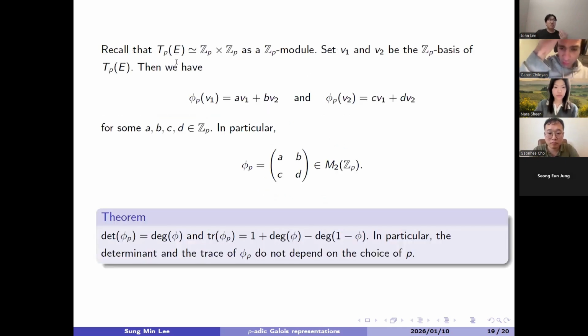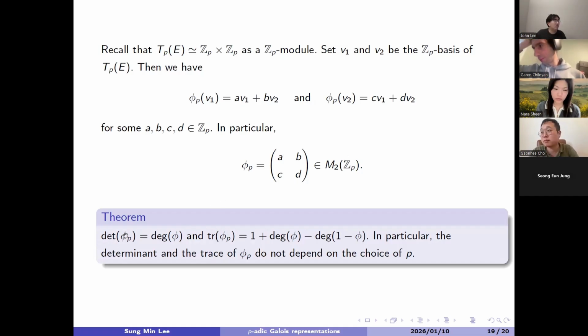Then the Tate module, because at each finite level E[p^n] is Z/p^n times Z/p^n, can be identified as Z_p times Z_p, the p-adic integers. Just set v1 and v2 to be the p-adic basis. Then V_p sends v1, the first basis vector, to some combination a v1 plus b v2. And v2 can be sent to some combination of v1 and v2 as well, for some a, b, c, d. So we can write this V_p as a 2x2 matrix.